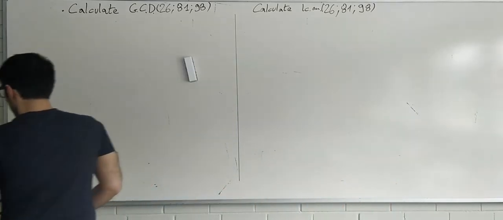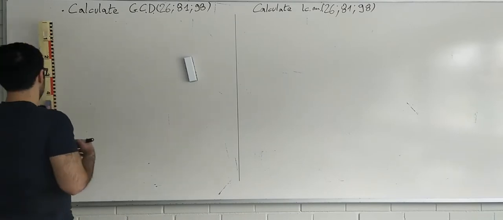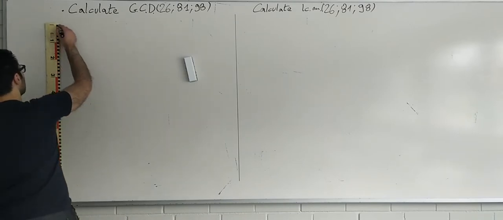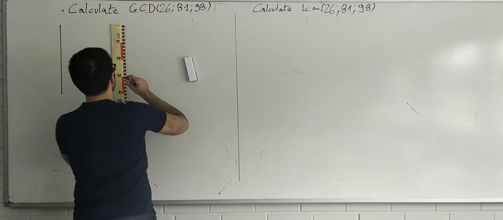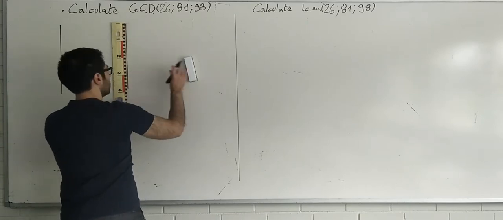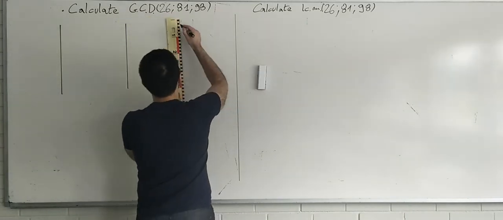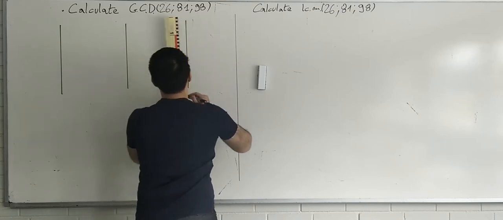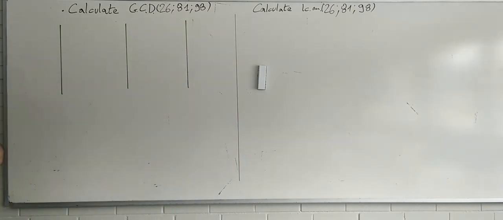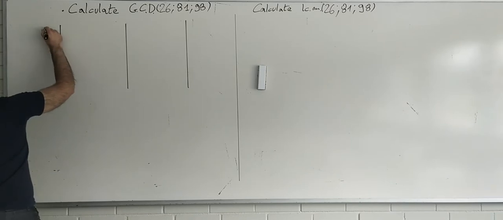So we arrange three vertical lines. We write on the left hand side the numbers we want to factorize.